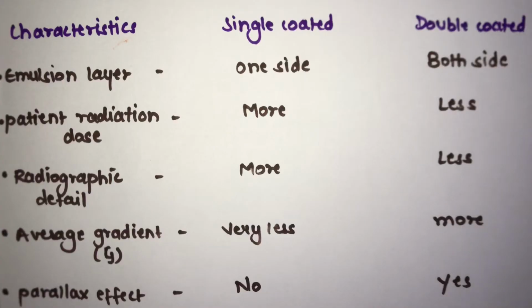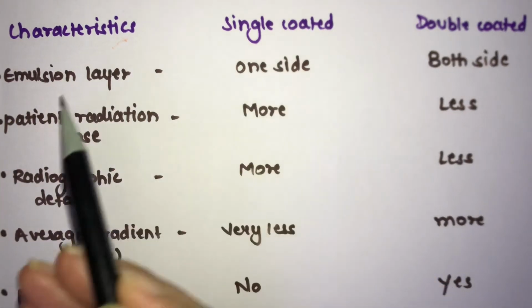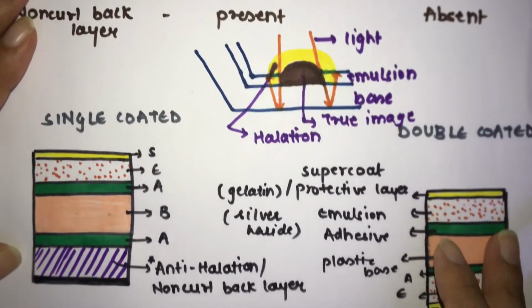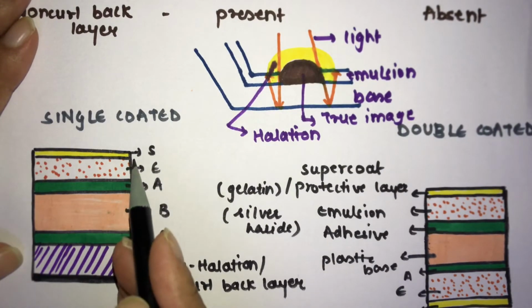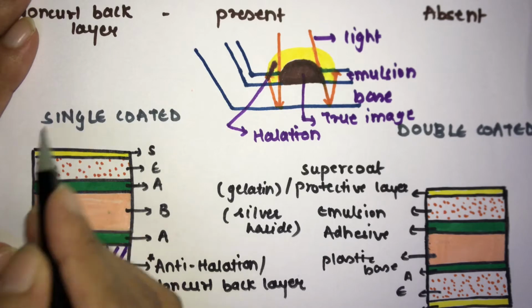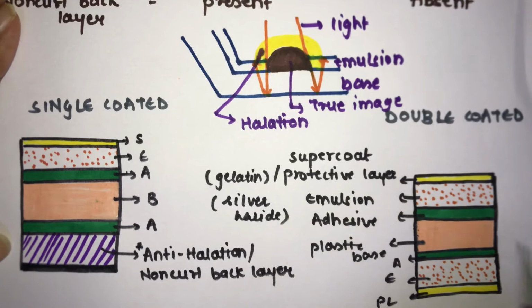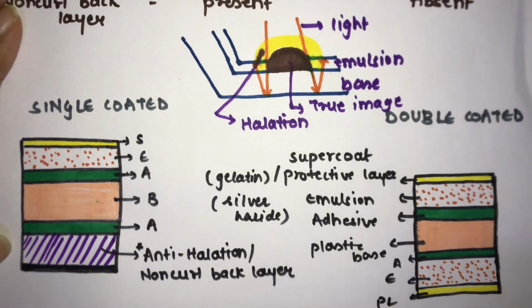The main part, that is the differentiation, because there's a very commonly asked SAQ in which they'll ask you the difference between a single coated and a double coated emulsion layer. So first point you need to write is the emulsion layer. In a single coated, as it says, it is single coated, so it is on the one side, and in double coated it is on both sides. Now in this diagram, you can see the dotted one is the emulsion layer. In a single coated, the emulsion layer is only single, and in double coated, you can see there are two emulsion layers present. So this is the first point that you need to write, that is the emulsion layer.